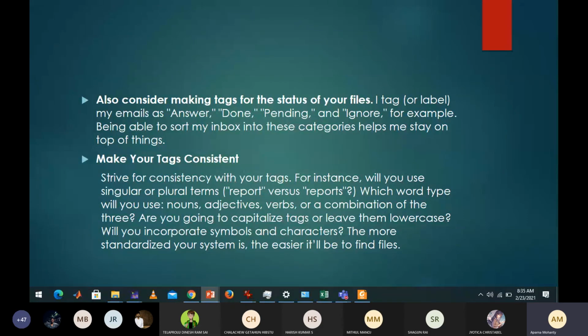Okay, so give some relevant tag, so that later when you want to access it, you will at least remember what kind of tags you gave. It cannot be a secret. It has to be a general thing.